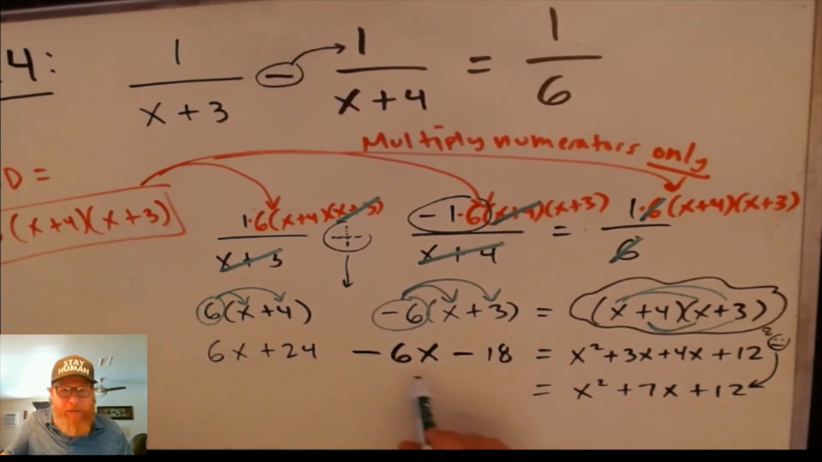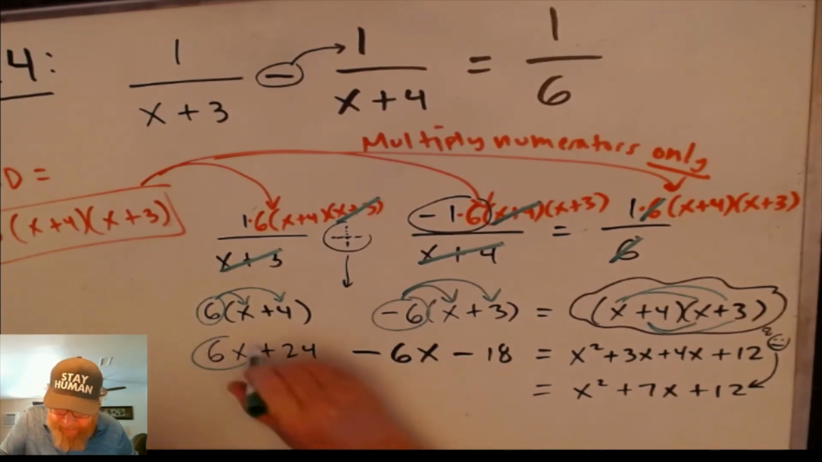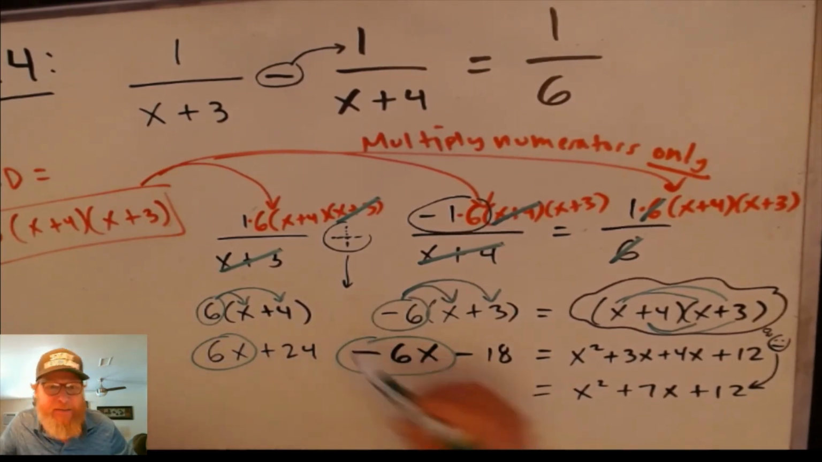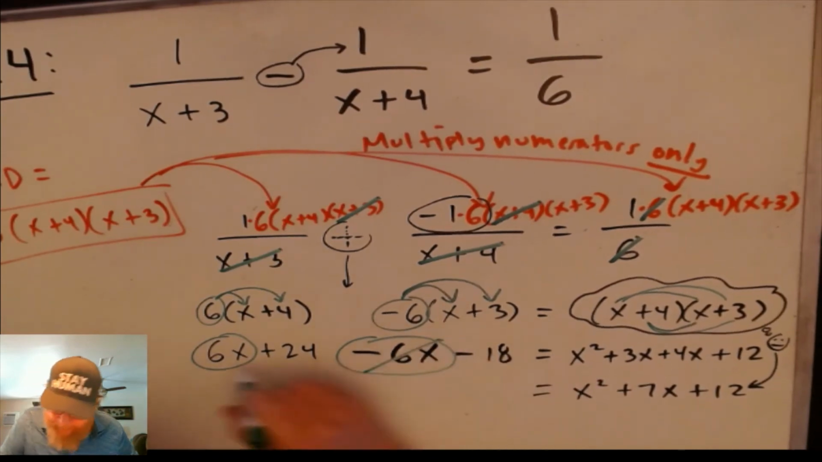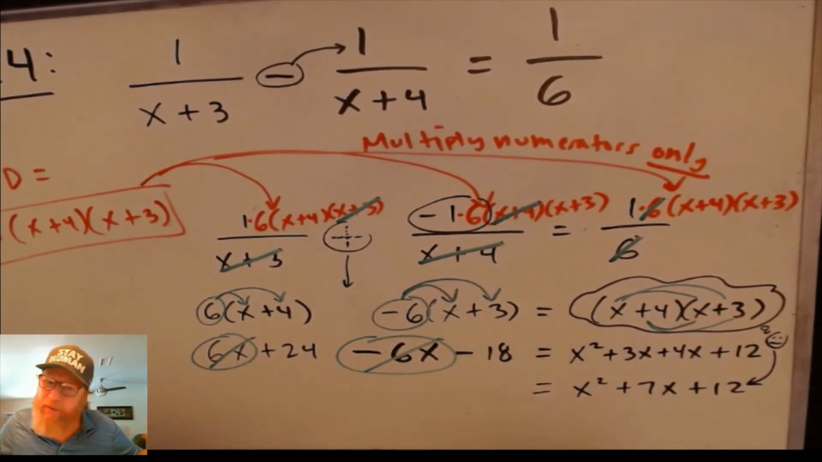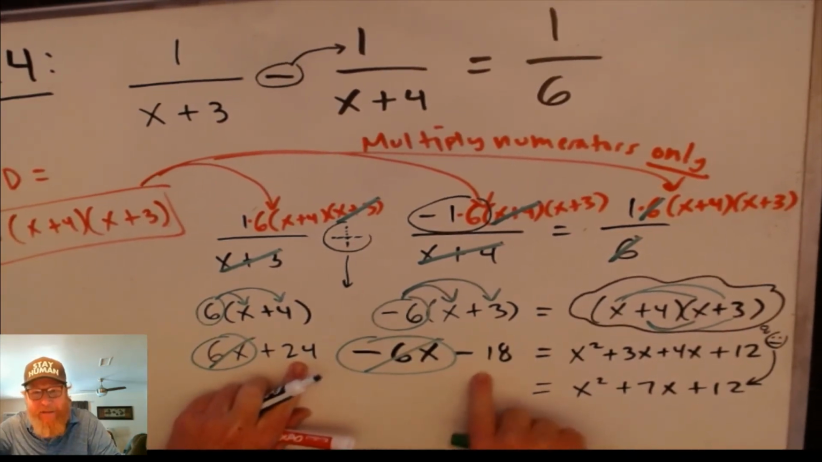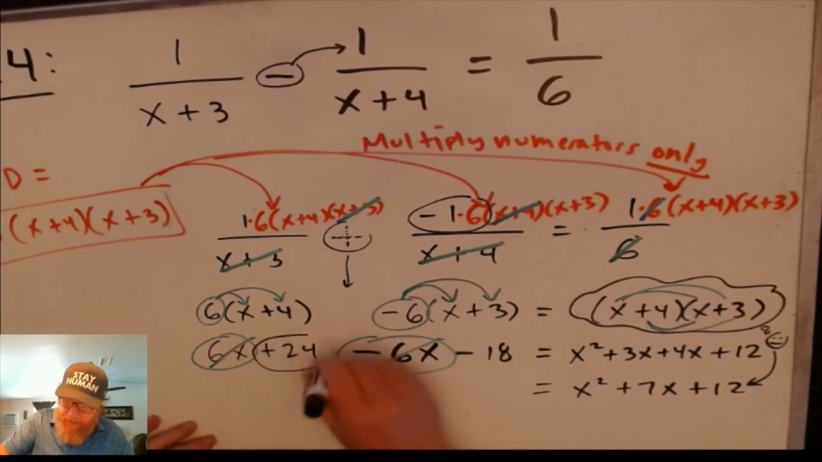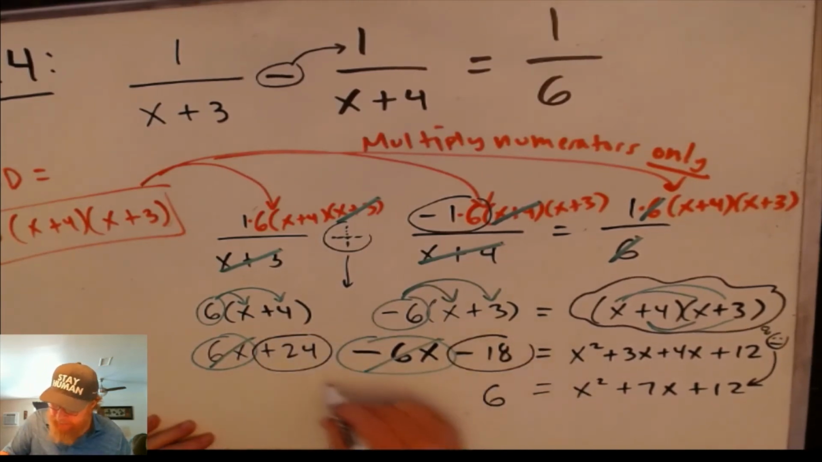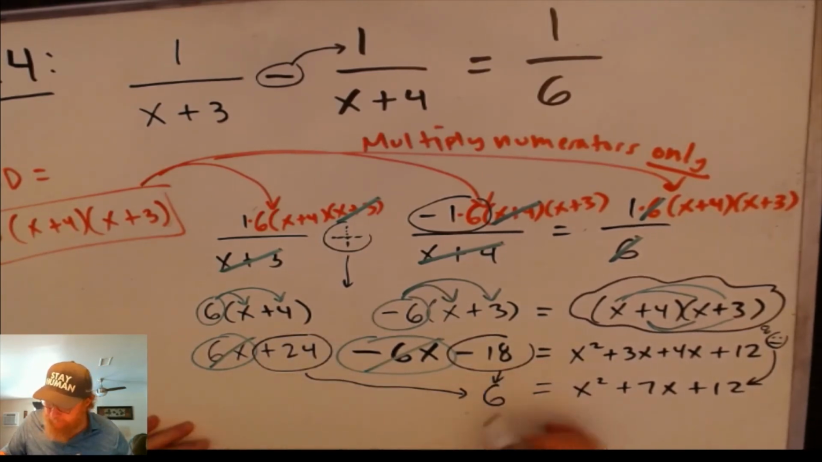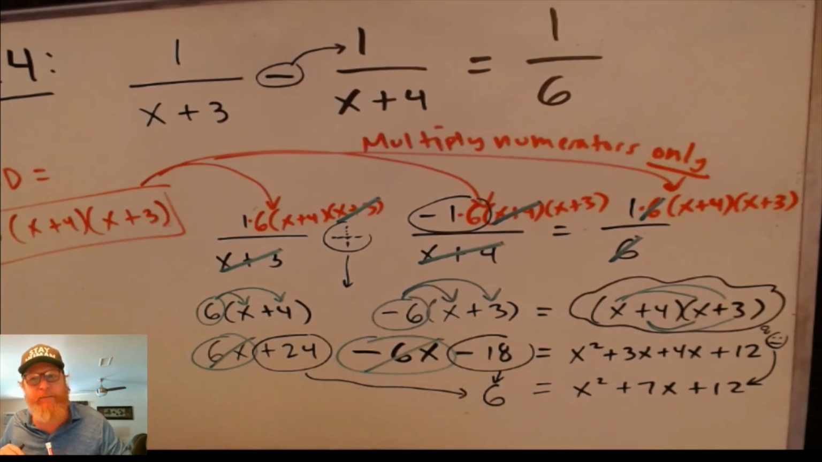Over here on the left-hand side, you're going to simplify. You got 6x and -6x. This is pretty common. It's not going to happen in every problem, but on several problems, those will cancel out. Be careful here. You got 24 and -18, so that's going to be positive 6.